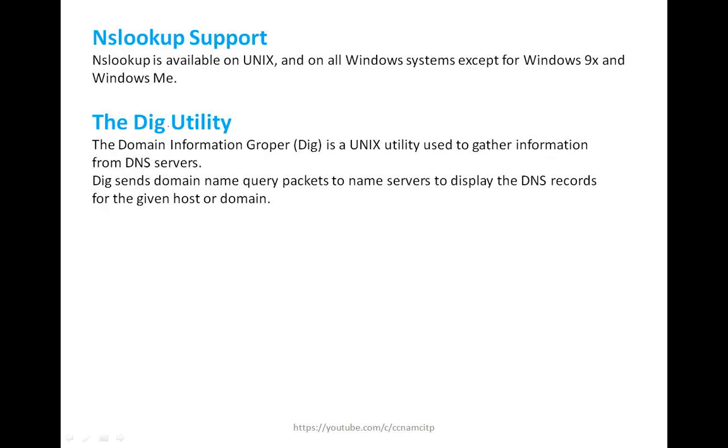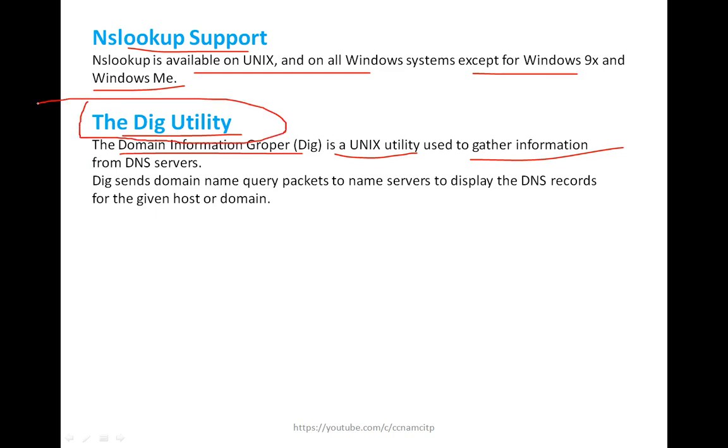Now let me move to nslookup support. Guys, it provides support for Unix also, and on all Windows systems except for Windows 95 and Windows ME. And there is a utility, the dig utility, domain information groper, which is a Unix utility used to gather information from DNS servers. So in Unix, nslookup is like dig.